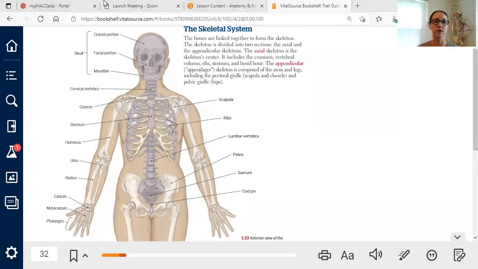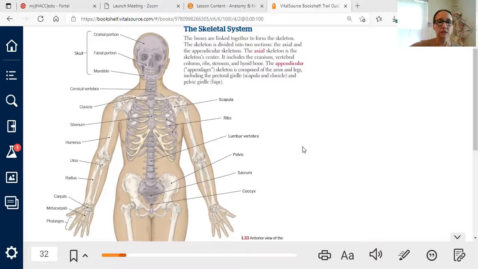The hyoid bone is a floating bone, which means it has no ligamentous attachment. And it's right here. It's right there. It's anterior to the spine. So the hyoid bone is there, and that's part of the axial skeleton as well. It's just not on this illustration.